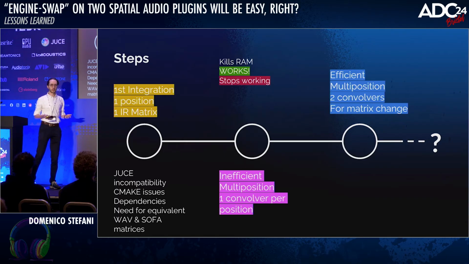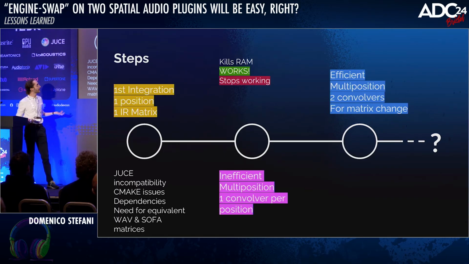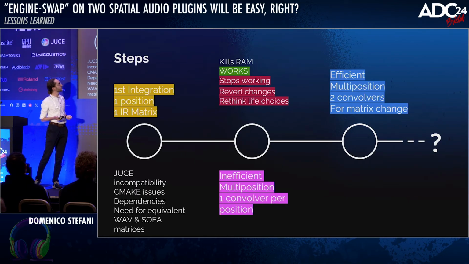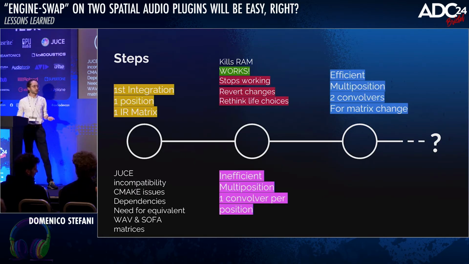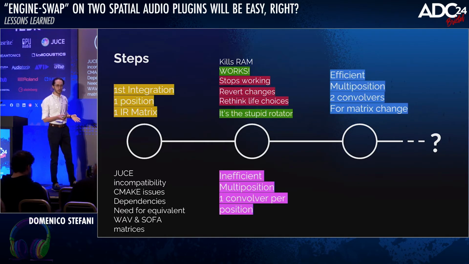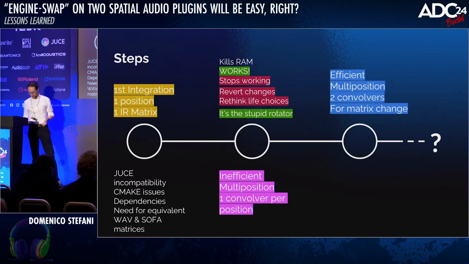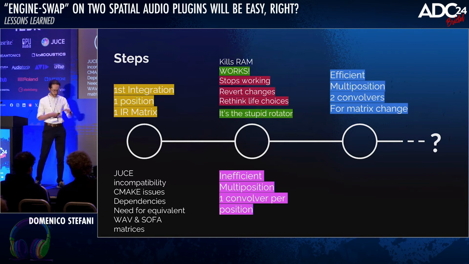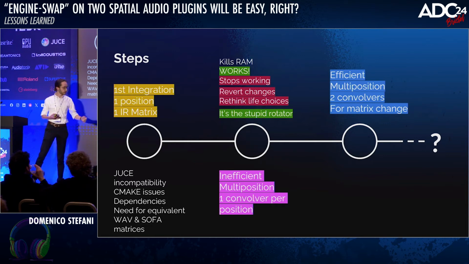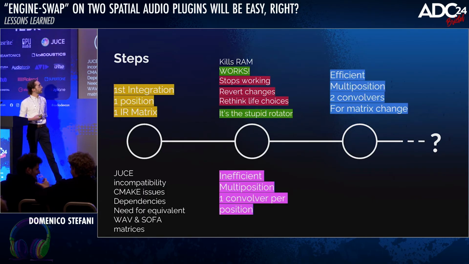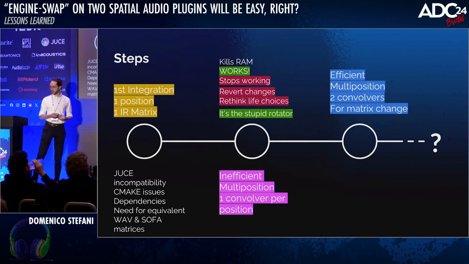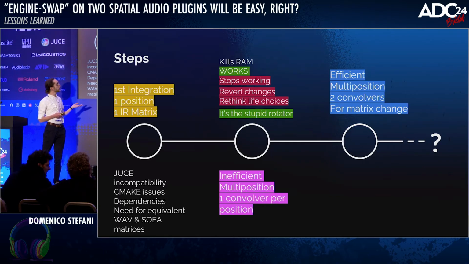And then it stopped working. It stopped working, and I couldn't figure out why. So I started reverting changes, rethinking life choices, many things. It turned out it wasn't even my fault. It was the ambisonics rotator that I hadn't even changed. And you learn about these things when you work with open source projects that don't have a lot of documentation: there were issues when you don't have multiples of 2 as buffer size. Something stops working instead of sound embed. So I figured that out and switched to efficient multi-position convolution.